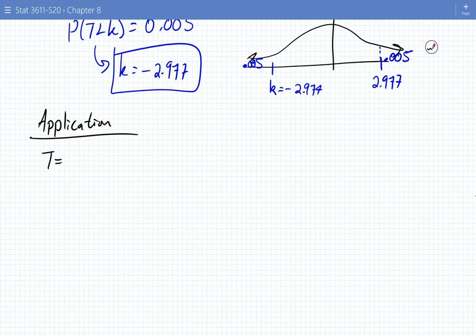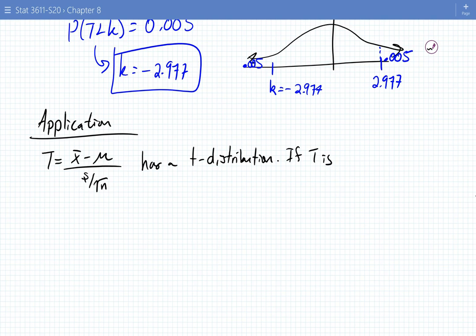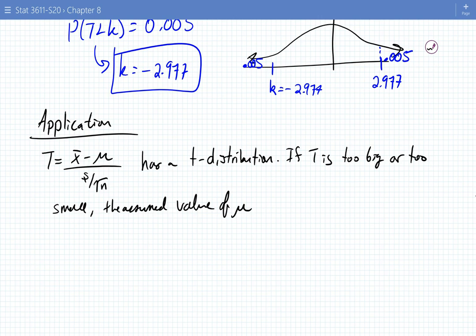We will compute t, which will be x bar minus the stated population mean over the sample standard deviation divided by the square root of n. We know that this has a t-distribution. And what we can do with this is look at the stated value for mu and decide if we think that is reasonable. If t is too big or too small, the assumed value of the population mean mu is not reasonable.